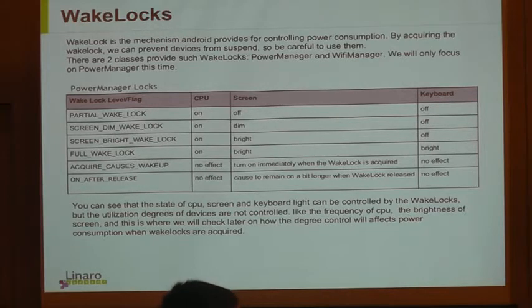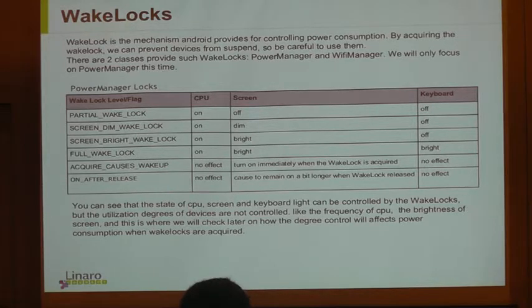After the introduction about the battery and hardware, let's look at the software level. Wake lock is the mechanism Android provides for controlling power consumption. By acquiring the wake lock, we can prevent the device from entering the low power state. And when we acquire the wake lock, the device will consume more battery.